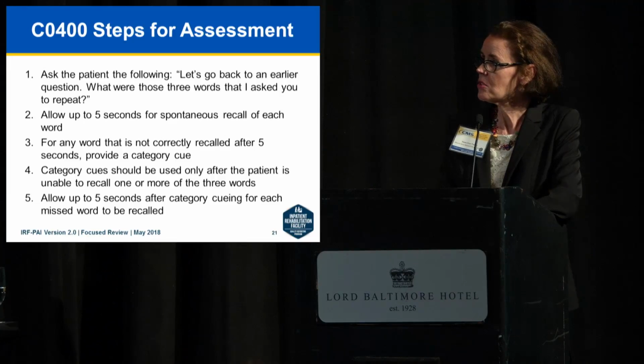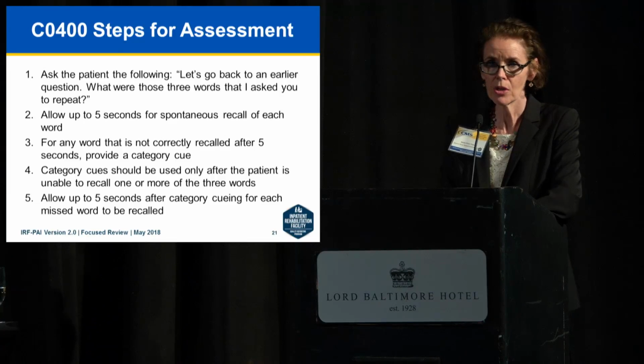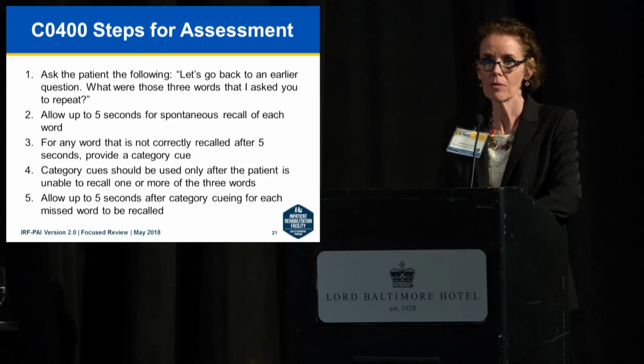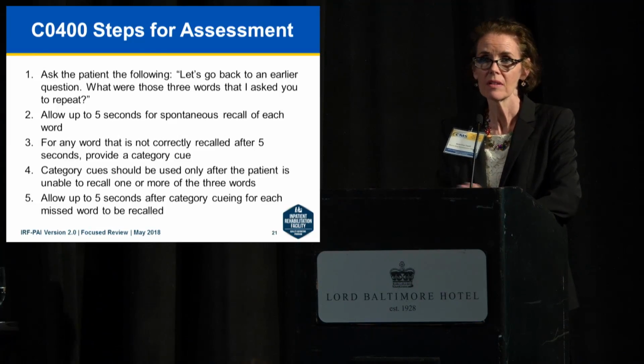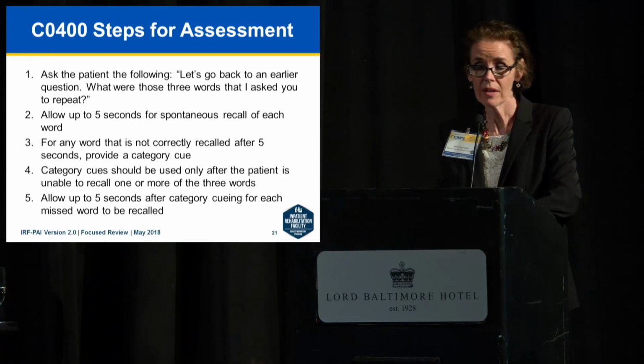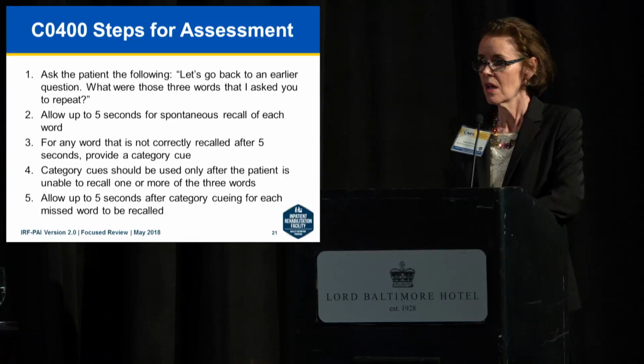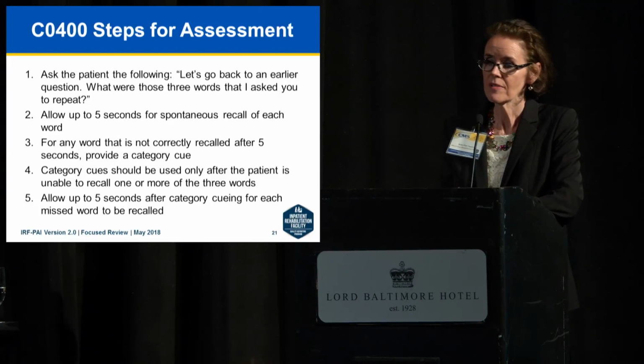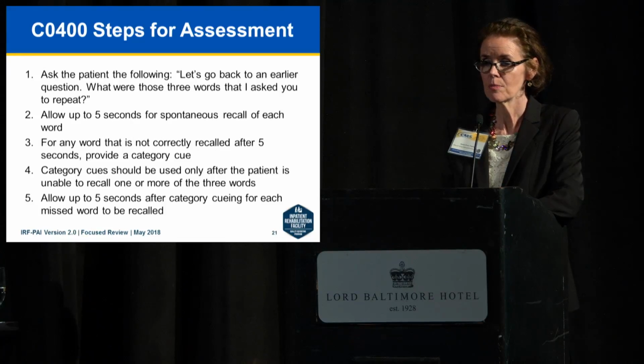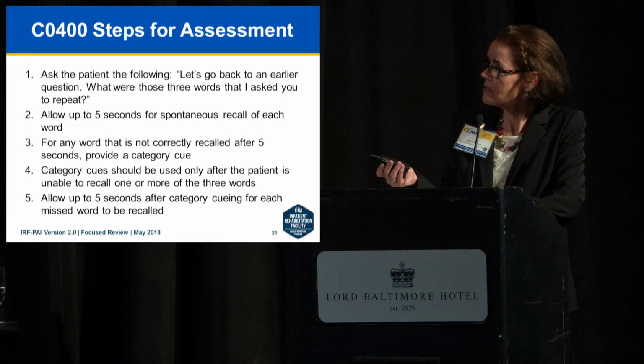And if they're unable to do that, then you provide a category cue. A category cue is something like: blue, a color; bed, a piece of furniture; sock, something you wear. Those are categorical cues, and that helps people to remember. And we allow 5 seconds after each category cue for each missed word that is recalled.